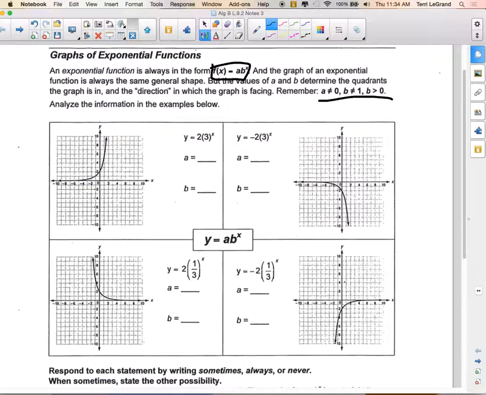b can't equal what? 0, 1. 1, because what happens when you have 1 raised to a power? It's just 1. You just keep getting 1. Is there anything going on? No, it's a flat line.